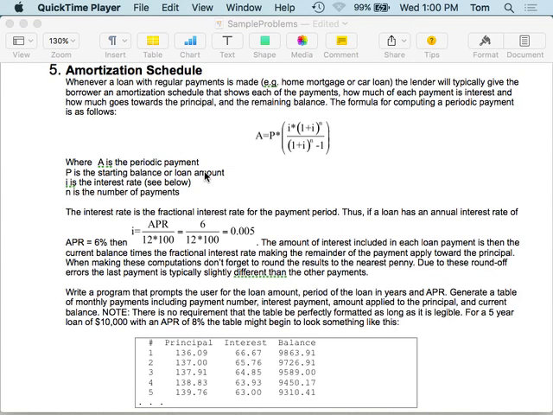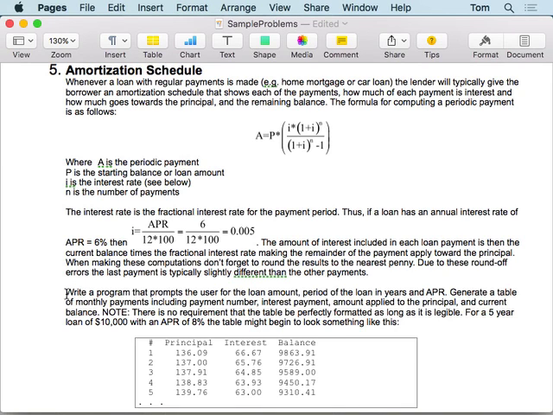All right, so we're going to take a look at this amortization schedule problem here, and it's a pretty complex problem. And if you're watching this as a video, then maybe pause and read it. If not, you've already read this thing. And so what we want to do is write a program that prompts the user for the loan amount, period of the loan in years, and APR. And then we want to generate a table of monthly payments similar to the table that is down here.